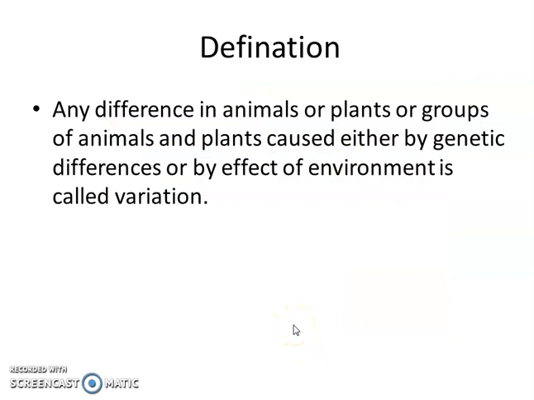So first have a look at the definition of variation. Variation means any difference in animals or plants, or groups of animals and plants, caused either by genetic differences or by the effect of the environment. That is called variation. It means variation can be because of genetic reasons or because of the environment. The differences between individuals can be due to any of these reasons.